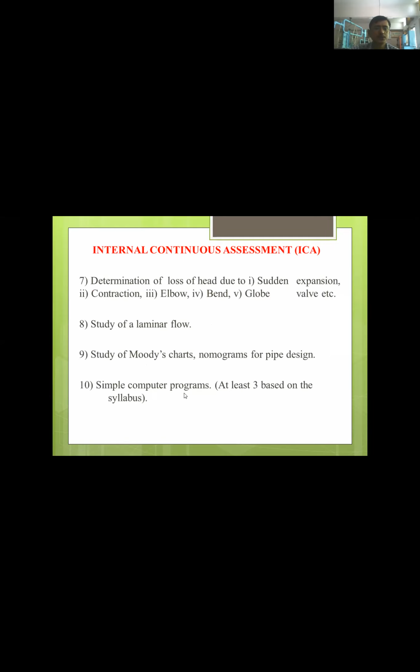So total 5 practicals from this, and here again, 1 more practical we are going to conduct. Practical number 7 is about determination of loss of head due to sudden expansion, contraction, elbows, bends, and globe valves. In this particular experiment, we find the constant for various devices. This practical is based upon the determination of minor losses: head loss due to various changes in velocities and change in direction of the velocities.